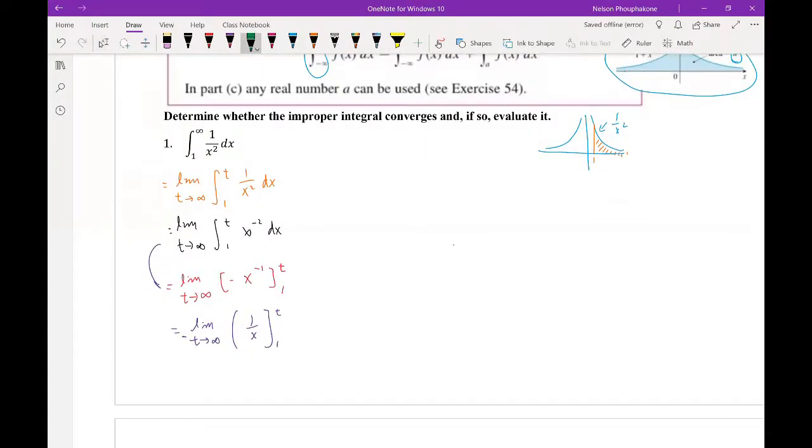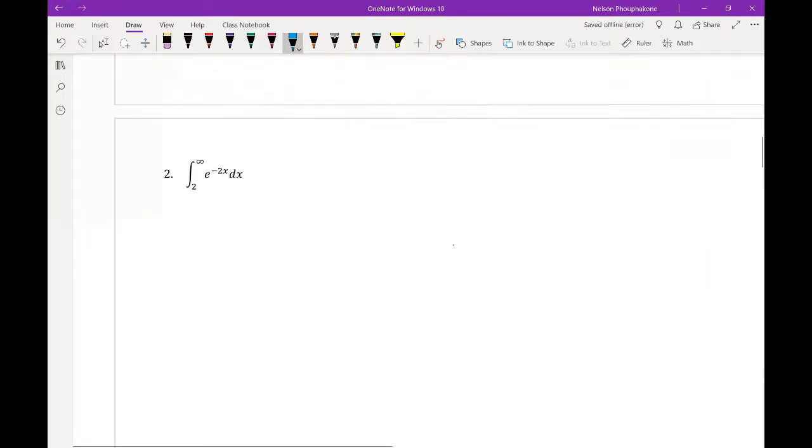And now it is equal to, we take the limit as t approaches infinity of 1 over t minus 1 over 1. Let's try this. And then, of course, we know that when t goes to infinity, this goes to 0. So therefore, my answer will be 1. In this case, because this is a number, I will say that this is a convergent integral now. So this is actually the answer.